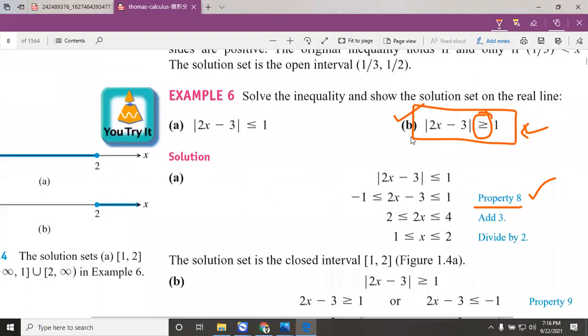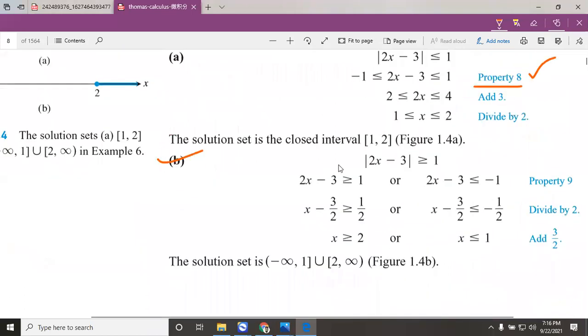Yeah. Solution B. Here. Solution B. Not here, bro. Not this.